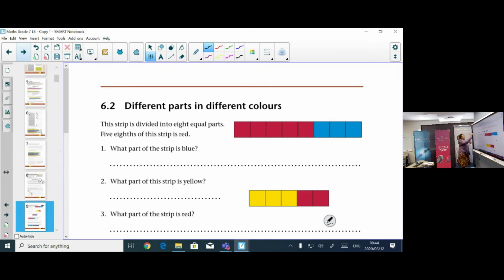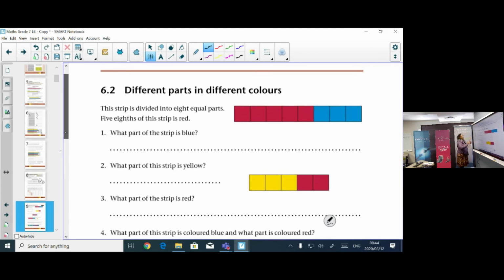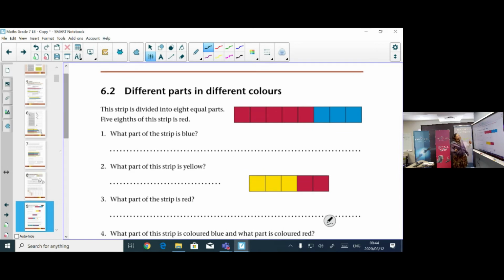We did do the equivalence, and then I hope you did understand, but if there are any questions on that, we will repeat that so that you get more clarity. Now we see the different parts in different colors. So we have divided that into red and blue. We would like to know what part of the strip is blue. So all we do is count the total because it's the part of the whole.